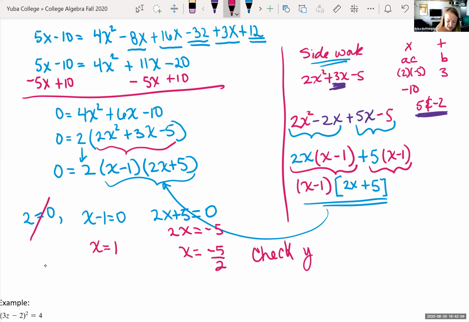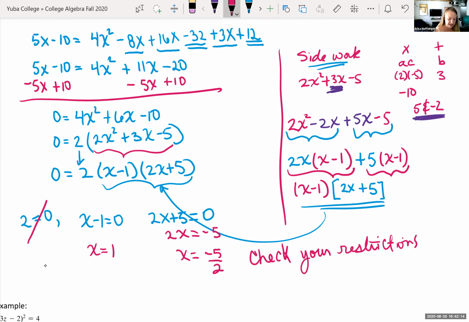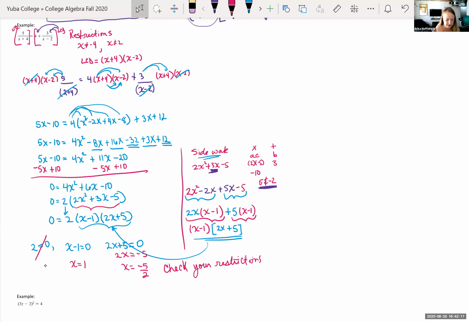So we want to go back and check our restrictions. I don't remember, was that one of them? So our restrictions from above were x couldn't be -4 and x couldn't be 2. We got two answers that were not those, and so our solution is -5/2 and +1.